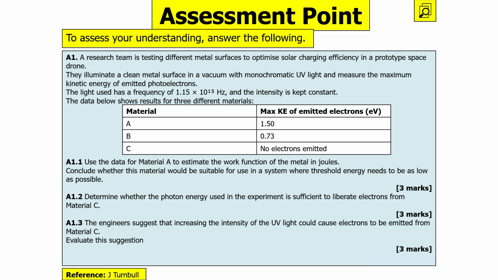Use the data for material A to estimate the work function of the metal in joules. Conclude whether this material will be suitable for use in a system where the threshold energy needs to be as low as possible. Determine whether the photon energy used in the experiment is sufficient to liberate electrons from material C. Then the engineer suggests that an increase in the intensity of the UV light could cause electrons to be emitted from material C. Evaluate this suggestion. So, pause the video now, then unpause the video when you want to go through your answer.